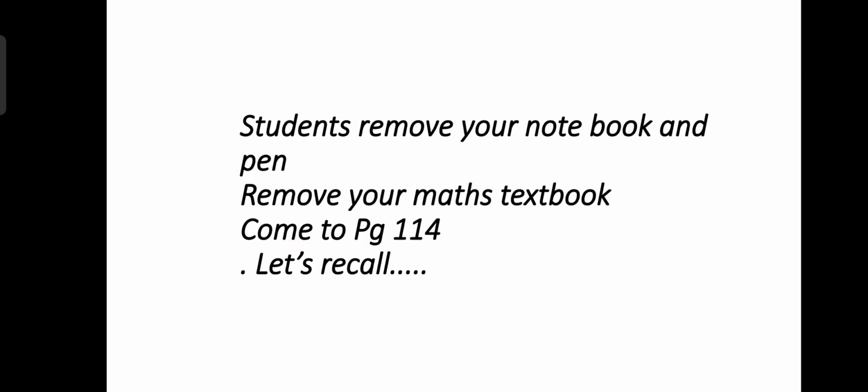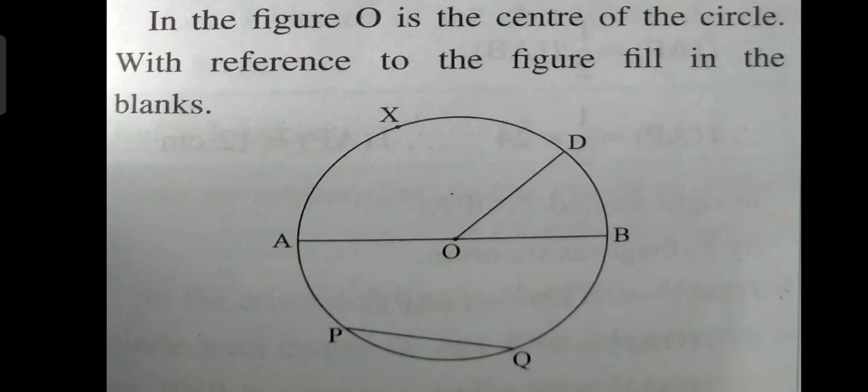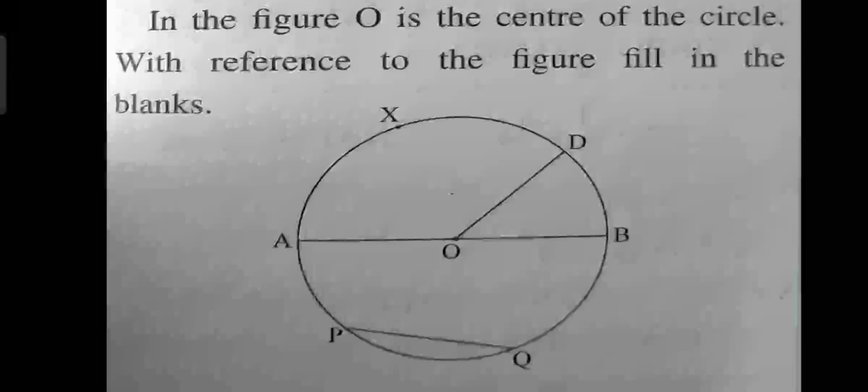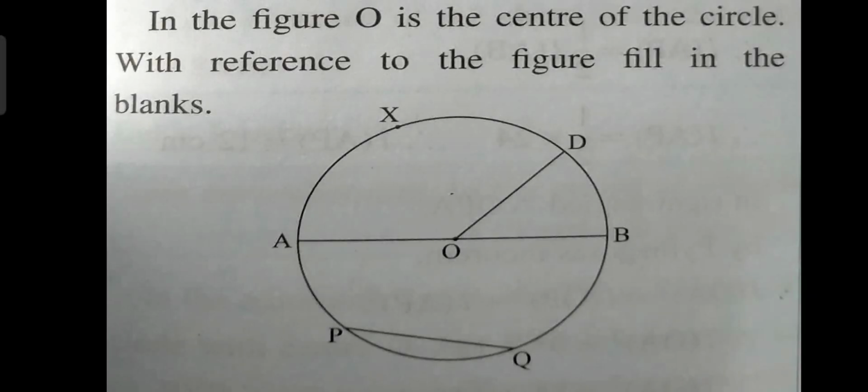So students, very fast, take out your notebooks and pens. Take out your textbook. Let's come to page number 114 and let's recall. Students, you can see that there is a circle. In the given figure, O is the center of the circle. With reference to the figure, fill in the blanks. Here, let us see what the different measures are. Okay, so first, let's begin.